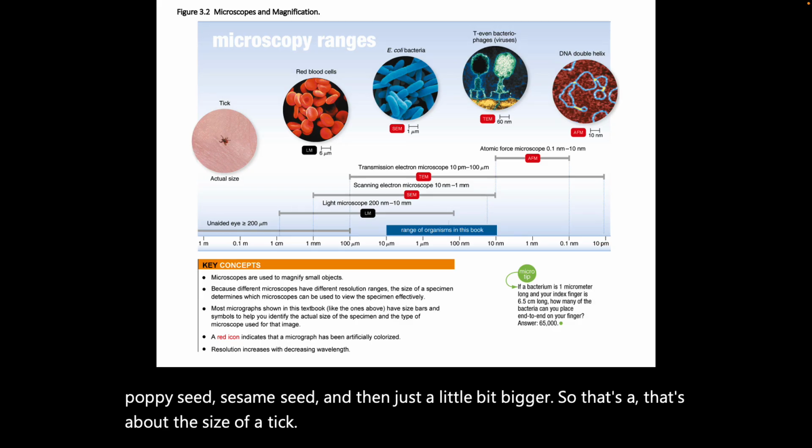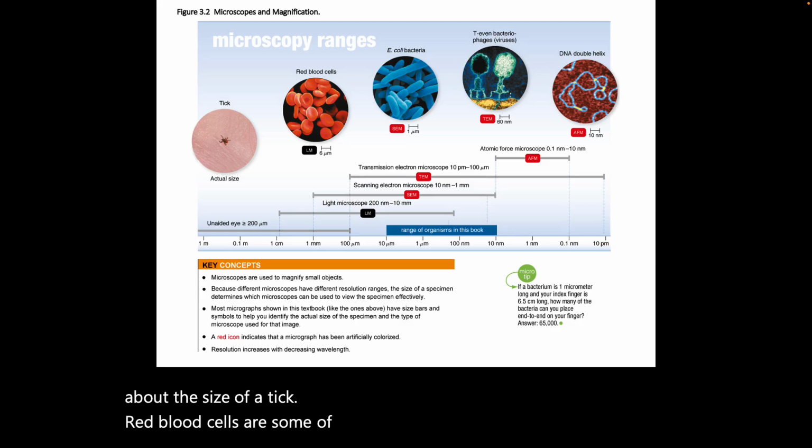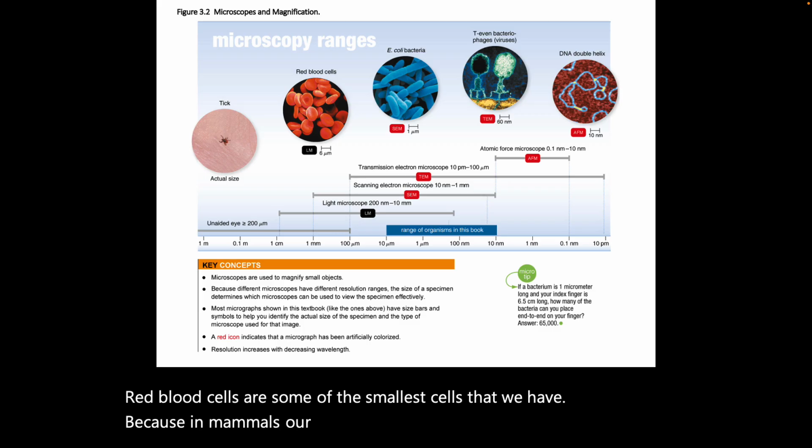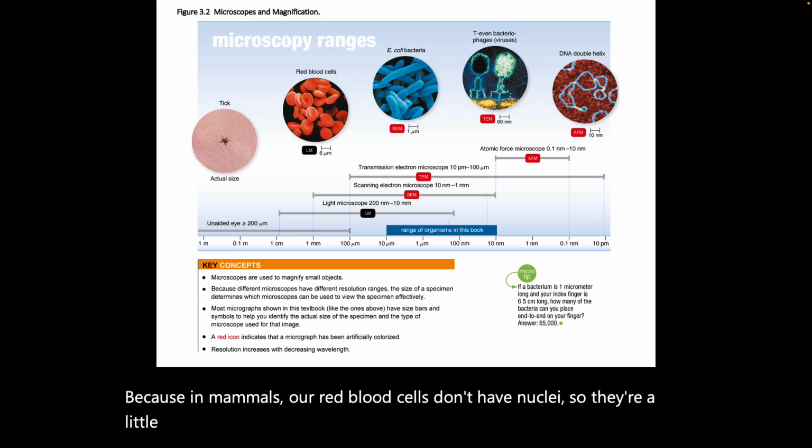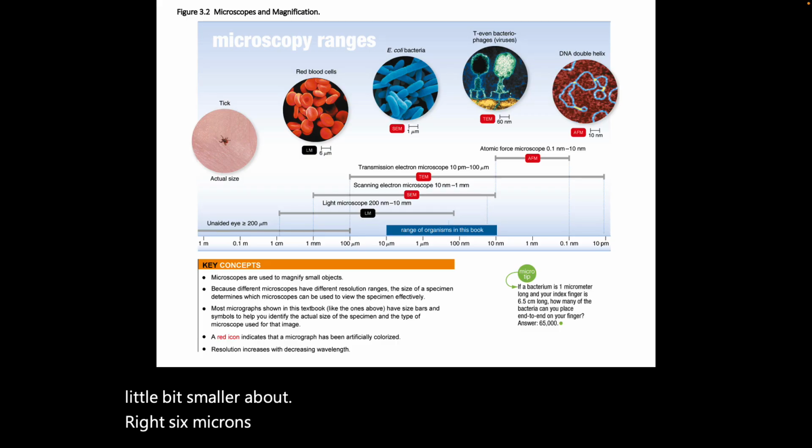Red blood cells are some of the smallest cells that we have, because in mammals, our red blood cells don't have nuclei, so they're a little bit smaller. About 6 microns, 6 micrometers. But you do need a microscope to see them.